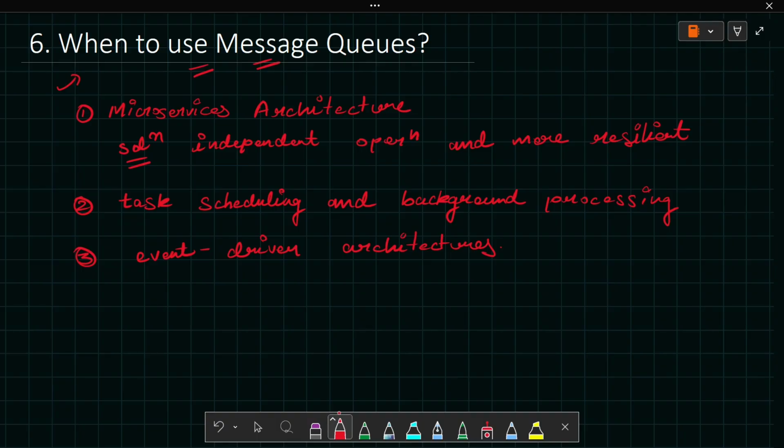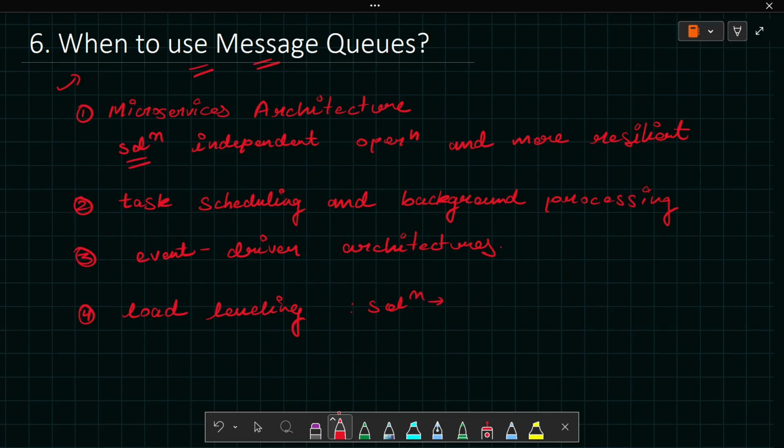And it is also beneficial and used in load leveling. How does it work in load leveling? So the problem is there are certain spikes in requests that can overwhelm a system, which lead to degraded performance, or we can say it leads to failures. Okay, what is the solution?